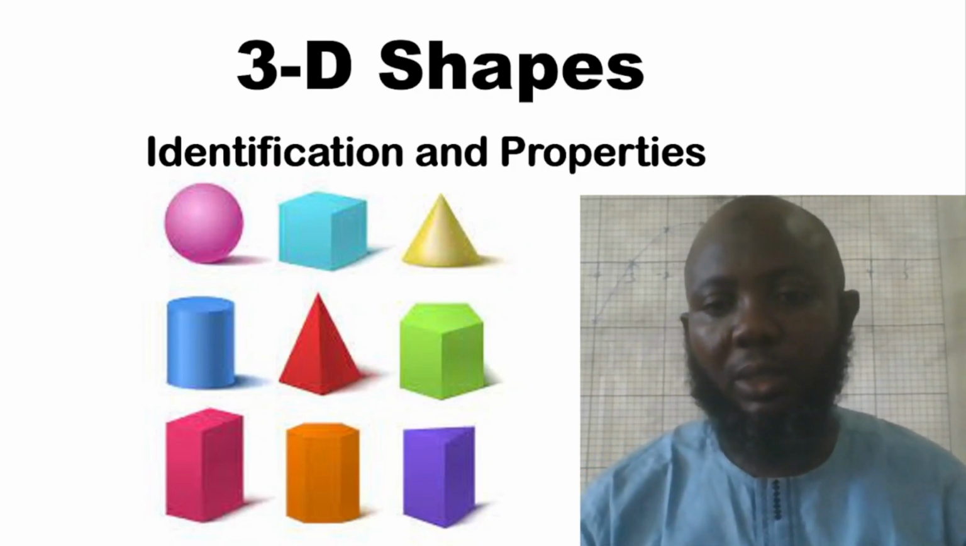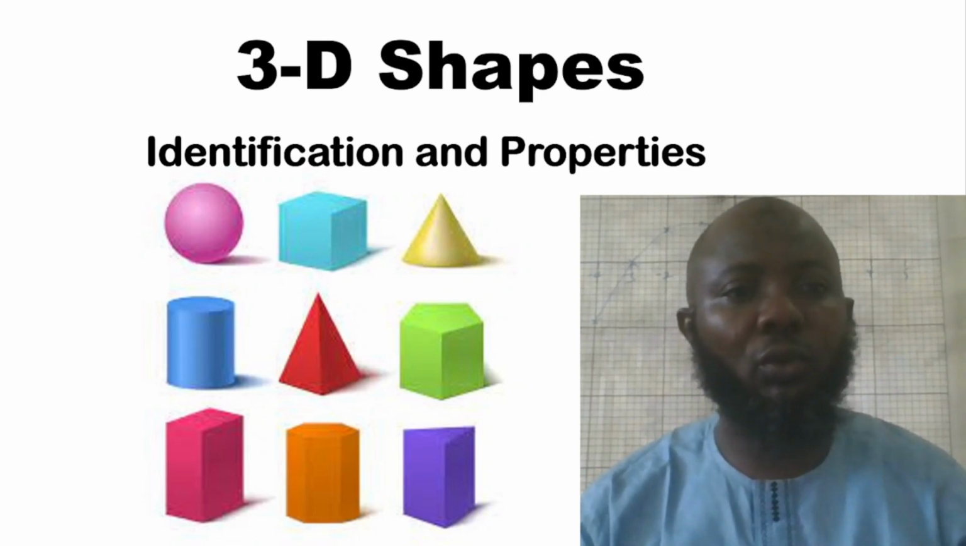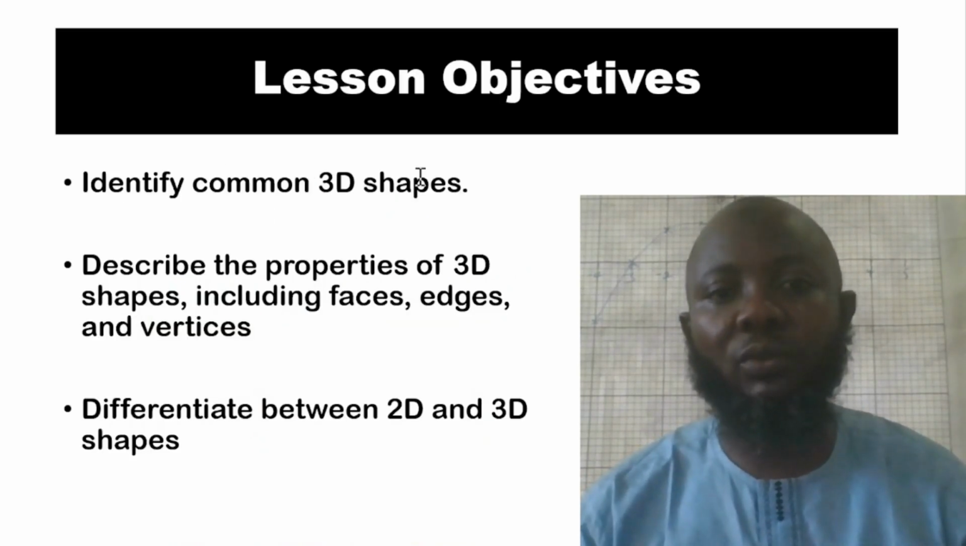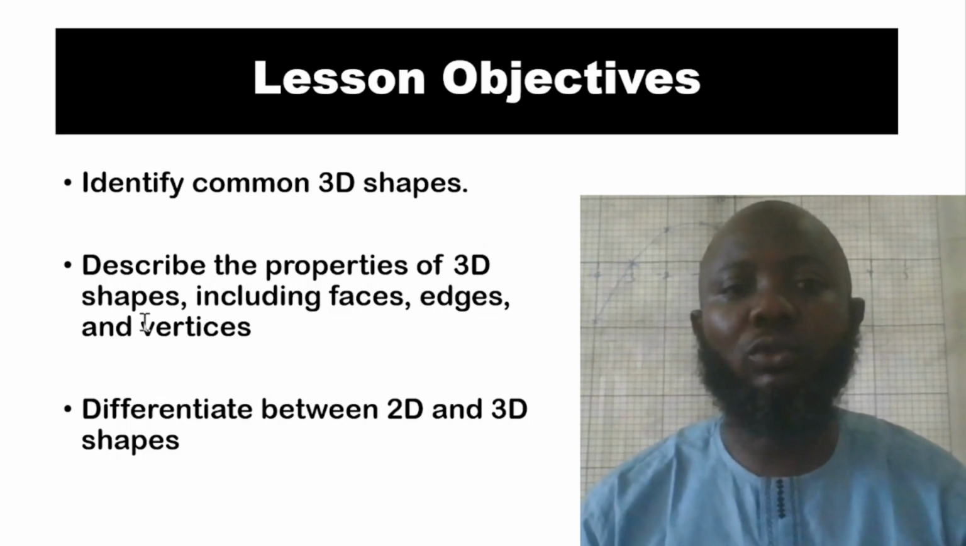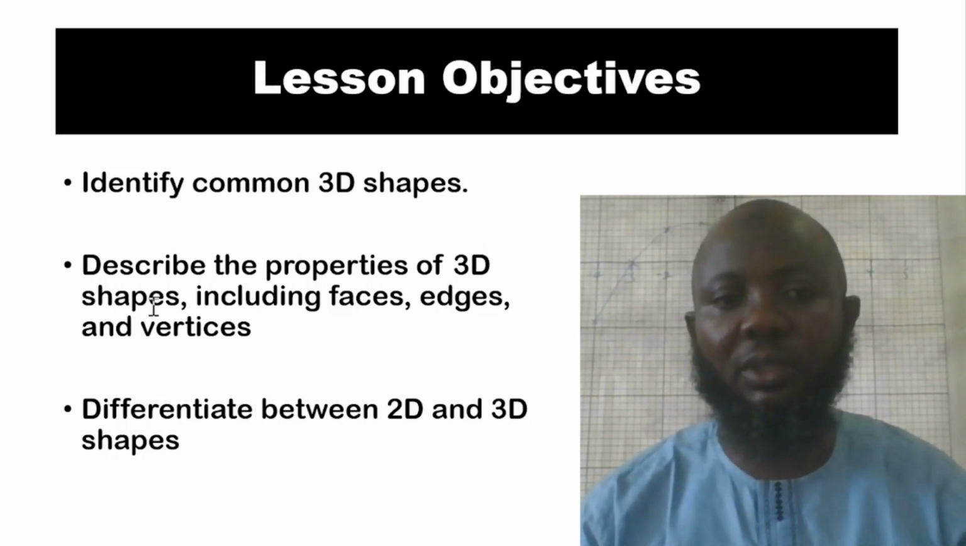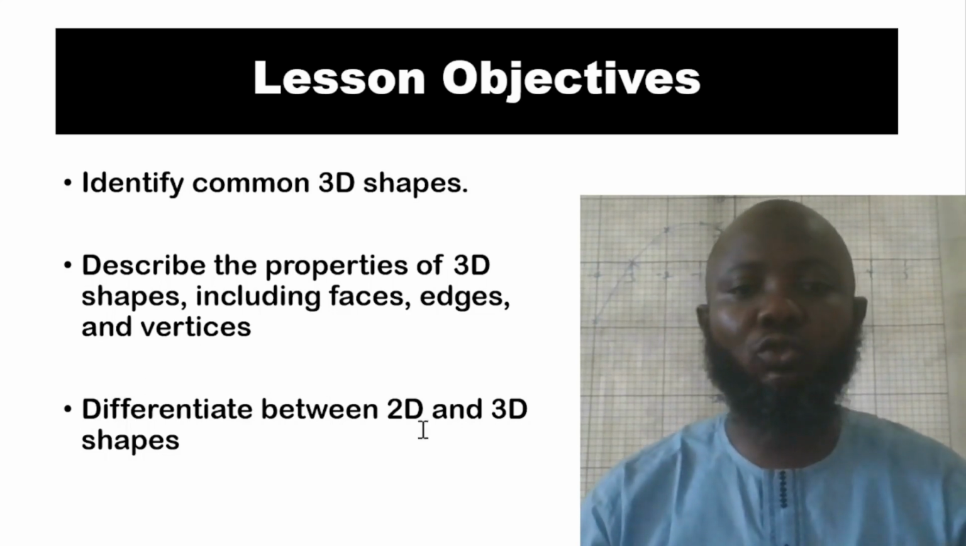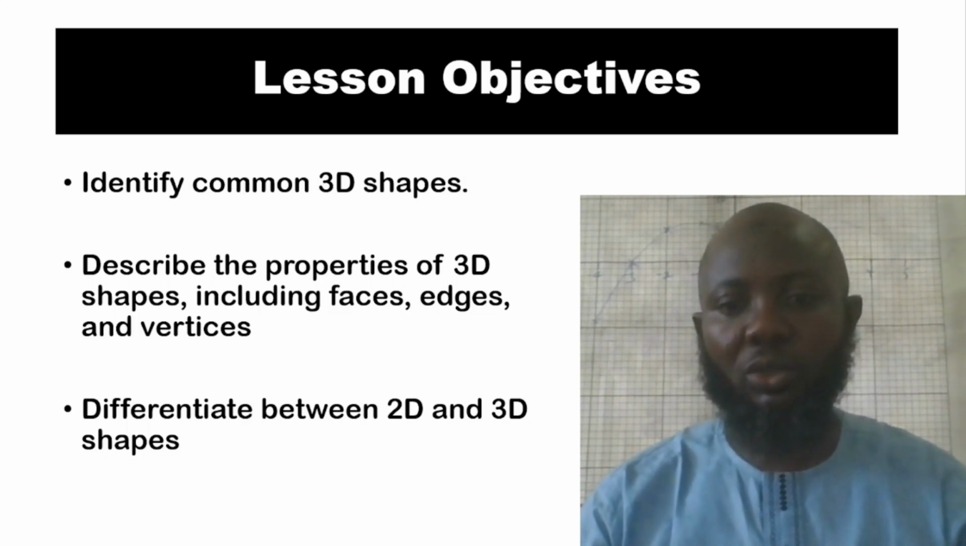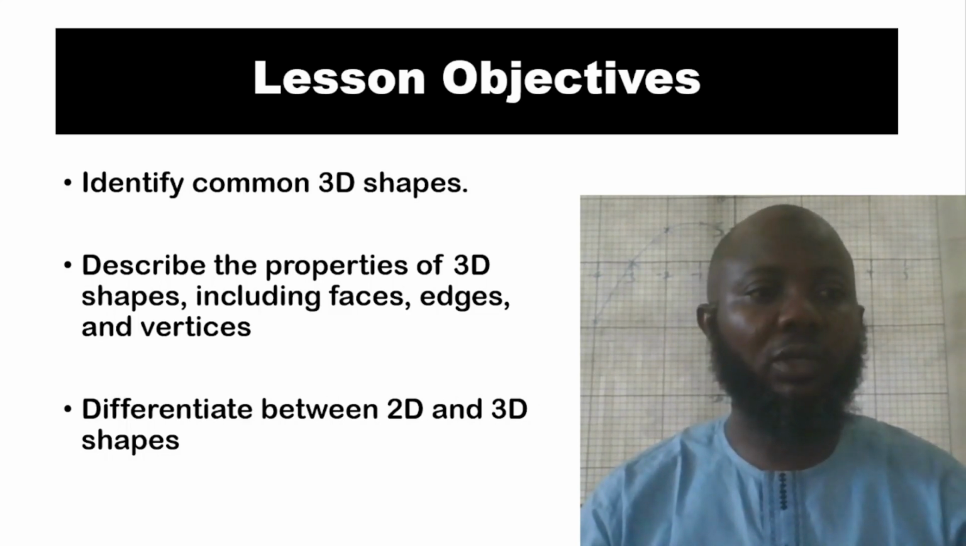So the objectives for this video are this. We want to identify common 3D shapes that we have and describe the properties of the 3D shapes, including faces, edges, and vertices. I'll explain that by the time we start. Then we want to differentiate between 2D and 3D shapes. So that is what we have for this class.